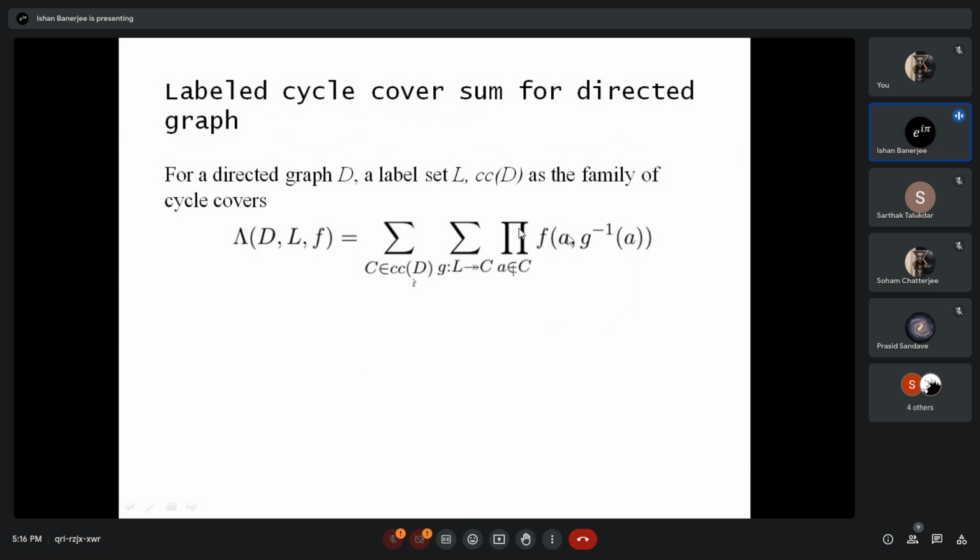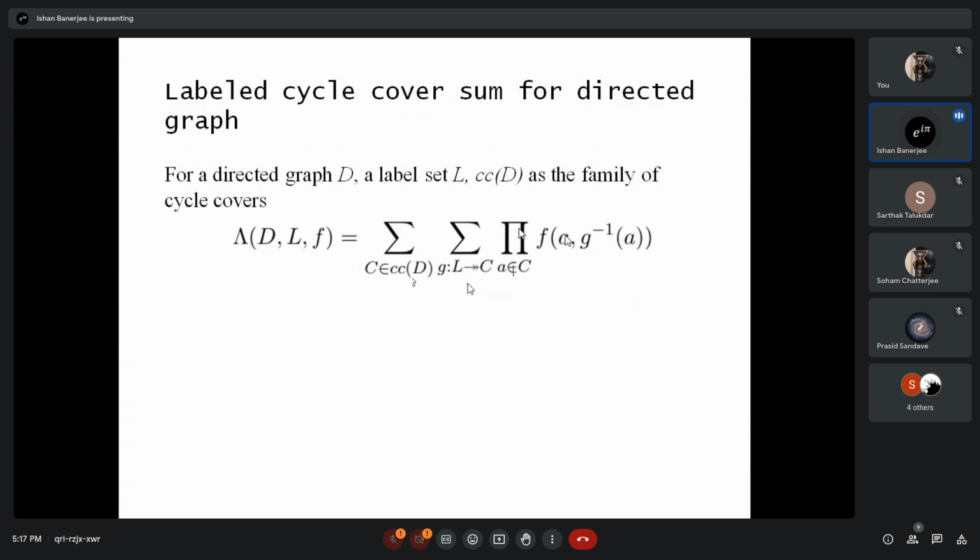Now this f is a particular function which has a domain, and it takes elements from C, the arcs, and then g inverse of a represents all the elements of L, so it's 2 to the power of L. Right? So this is what the labeled cycle cover sum for a directed graph is.